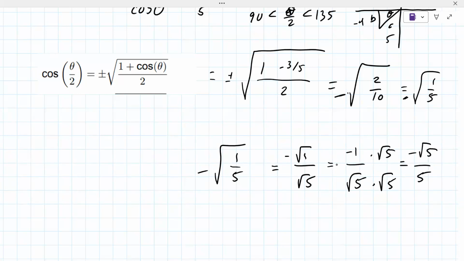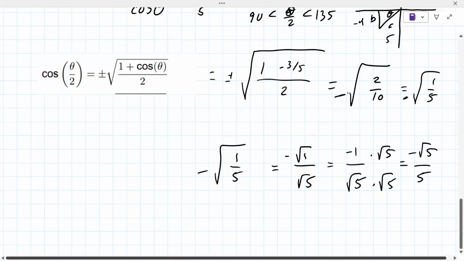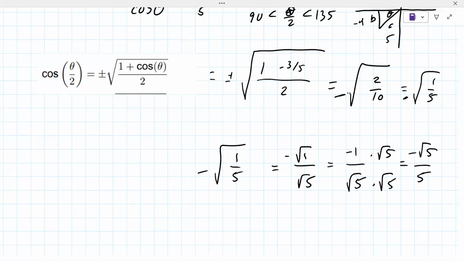Yeah. Could we not leave it as -√1/5? Not preferred. Okay. Let's try another one here. Hopefully you're getting the feel of these.